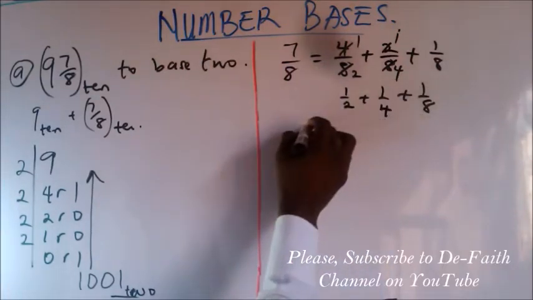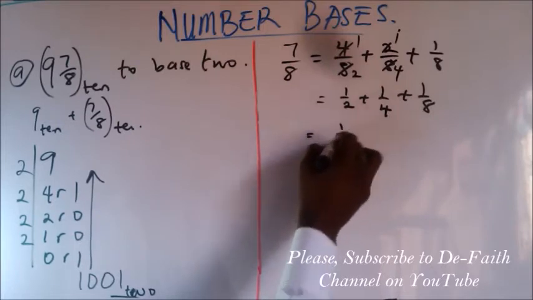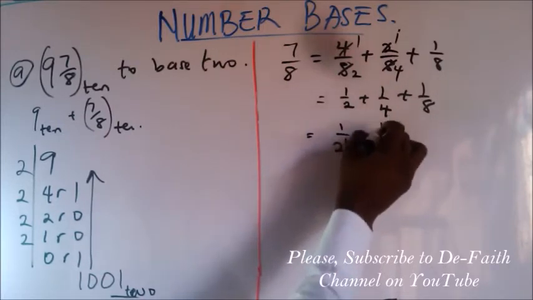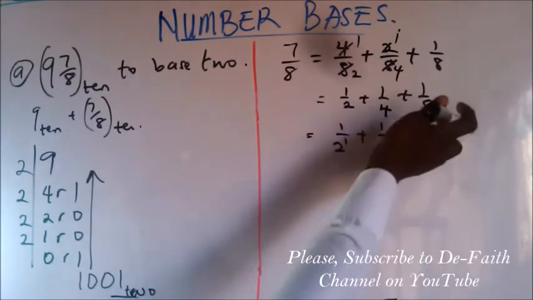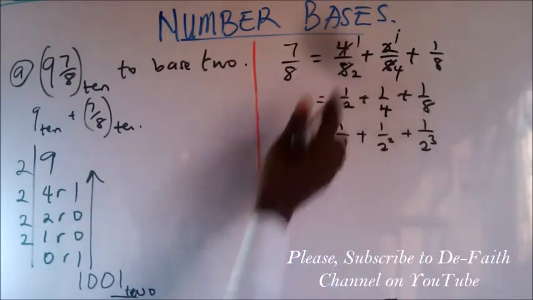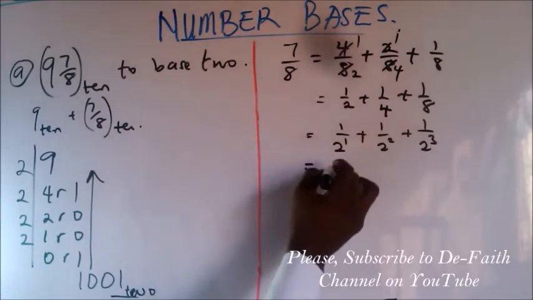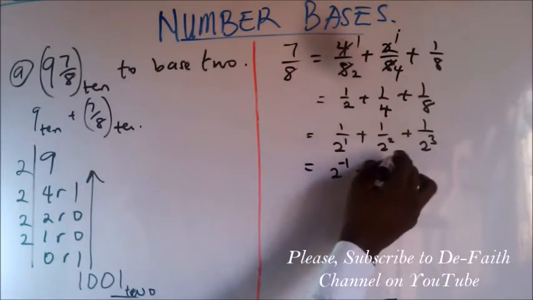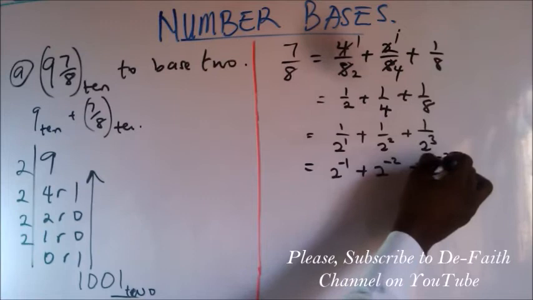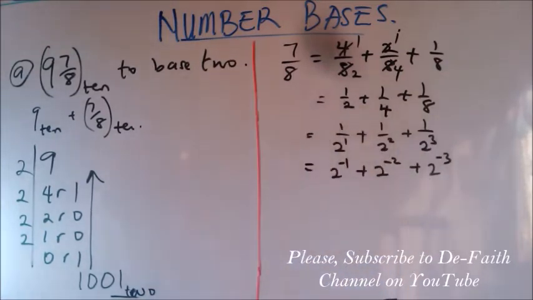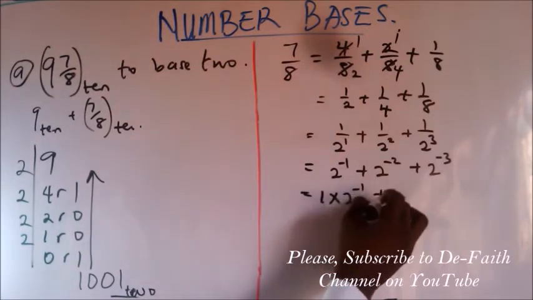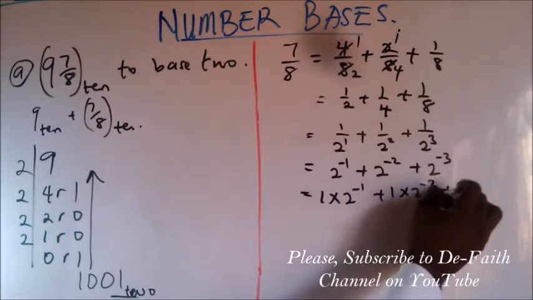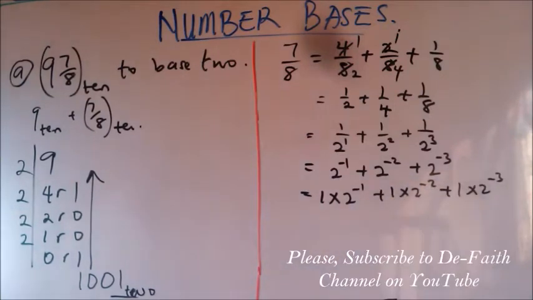Now this is the same thing as saying 1 over 2 raised power 1, 1 over 2 raised power 2, 1 over 2 raised power 3. This is this, and this is this. And we could also say that this is 2 raised power minus 1 plus 2 raised power minus 2 plus 2 raised power what? Minus 3. Now these correspond to each other. So we'll have this as 1 times 2 raised power minus 1 plus 1 times 2 raised power minus 2 plus 1 times 2 raised power minus 3.